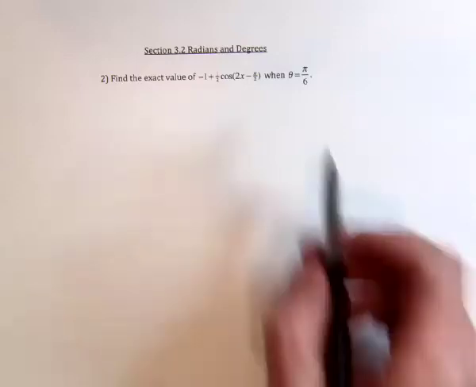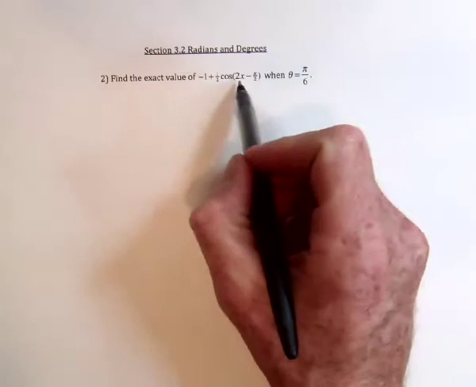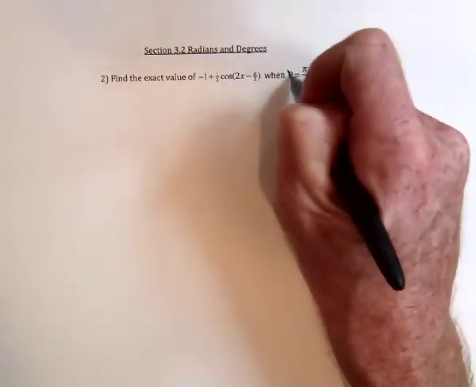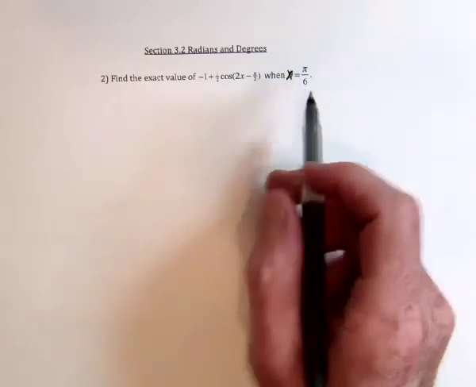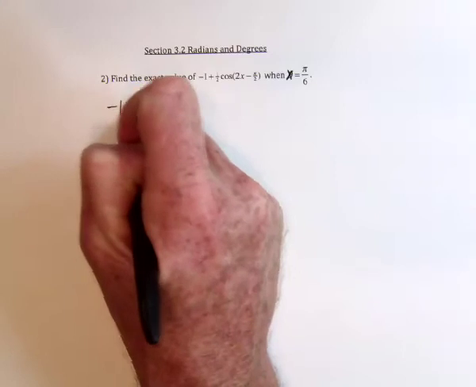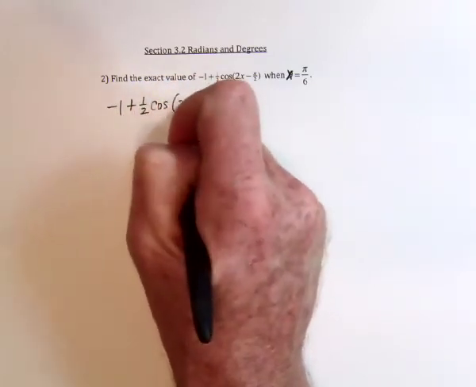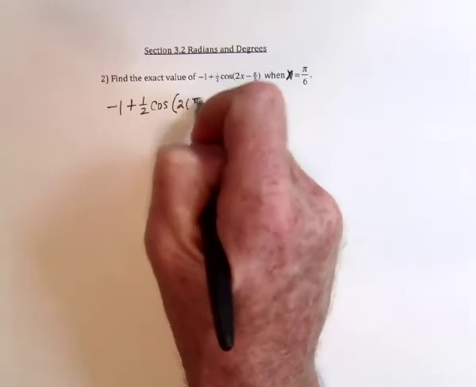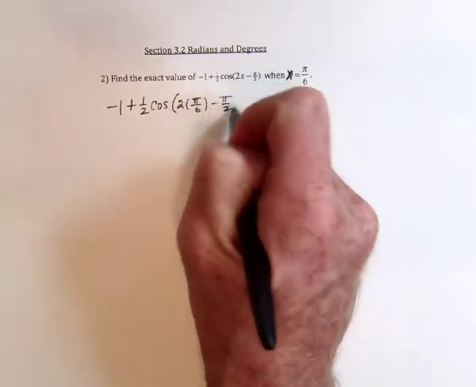The first thing we need to do is substitute this value for theta. Oh, there's a typo because that says x. The first thing we need to do is substitute this value for x. -1 plus 1/2 and cosine of 2 times pi over 6 minus pi over 2.